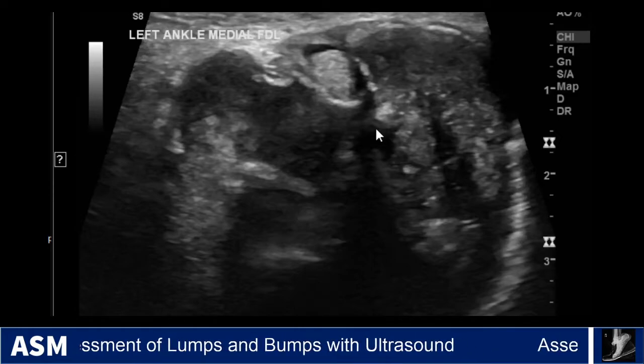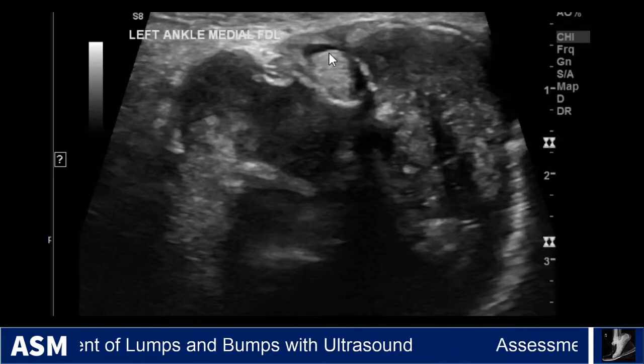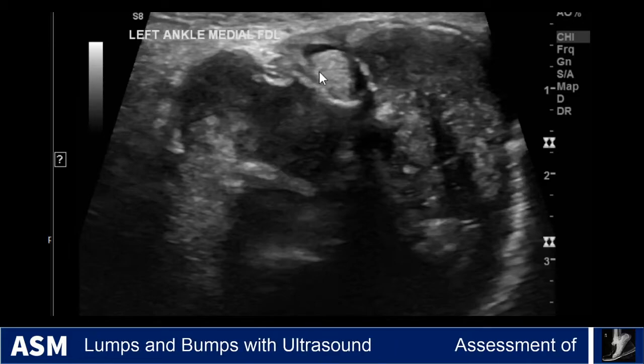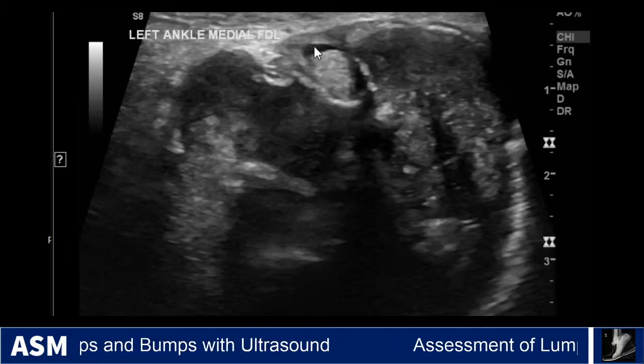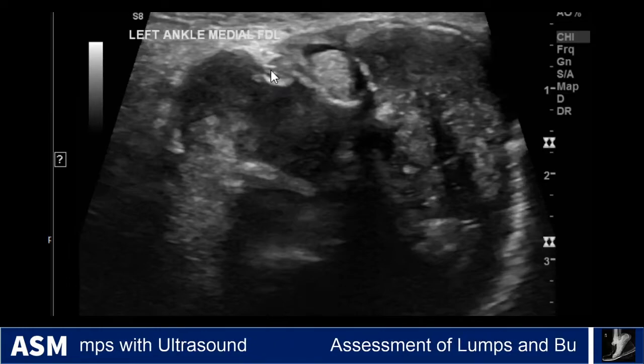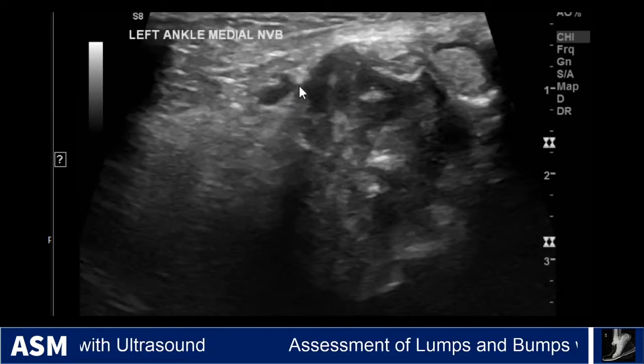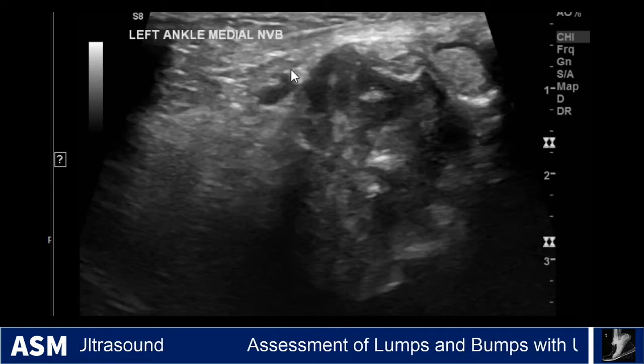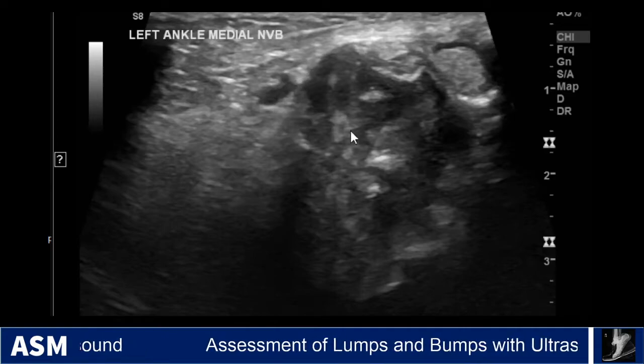The mass has areas of cystic degeneration in it. We see it partially encasing the posterior tibial tendon with fluid in the posterior tibial tendon sheath. We also see it partially encasing the flexor digitorum longus tendon. As we come out, we see the neurovascular bundle being displaced out by the mass over here.